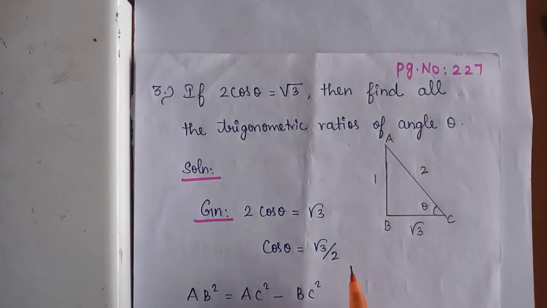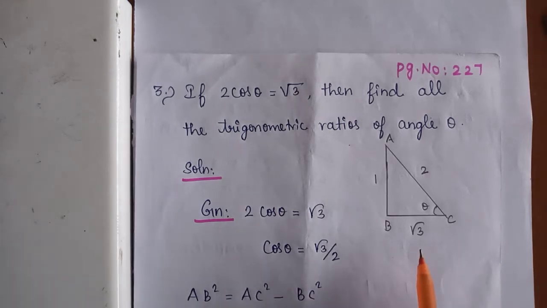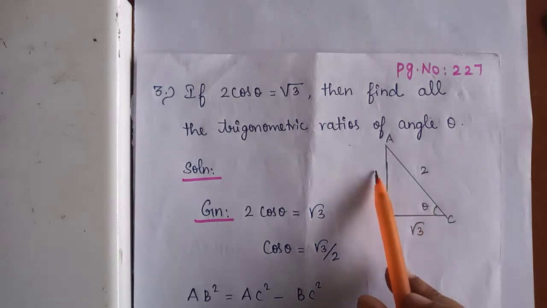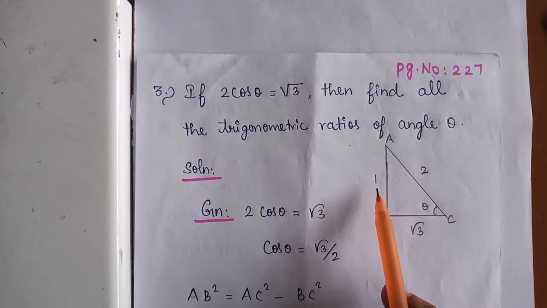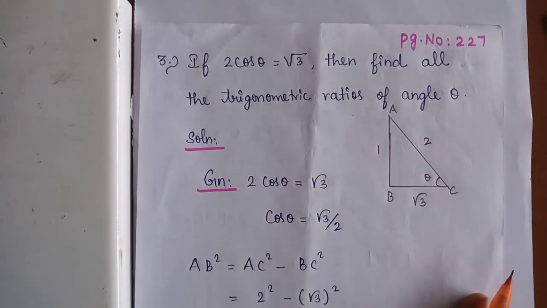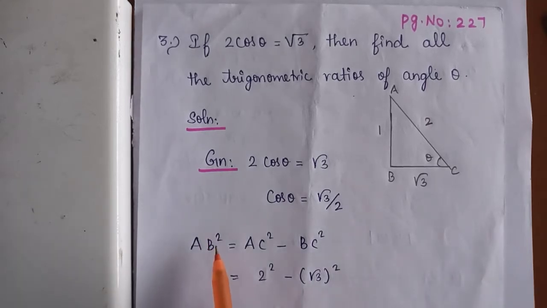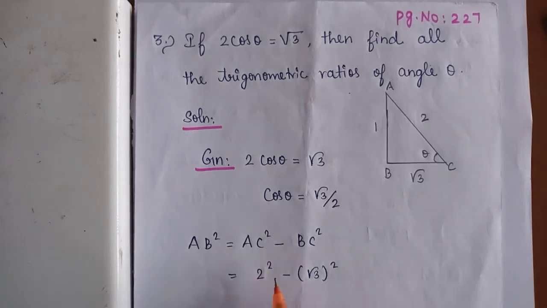We know cos theta is equal to adjacent by hypotenuse. So you just put the values; for theta, we have to find the opposite side. The value of opposite is 1. How? You have to use the Pythagoras theorem. That is AB square is equal to AC square minus BC square. The value of AC is 2.